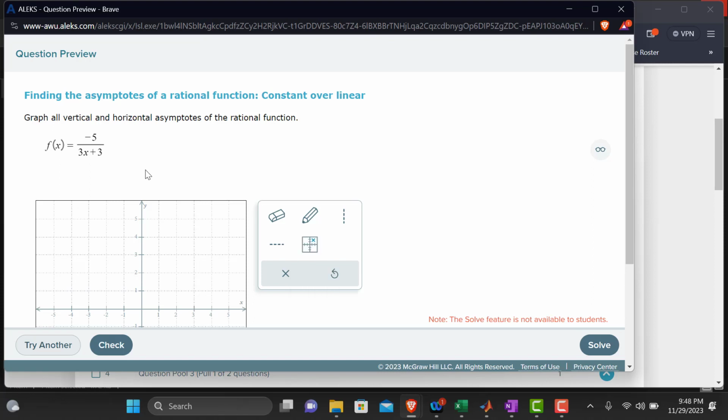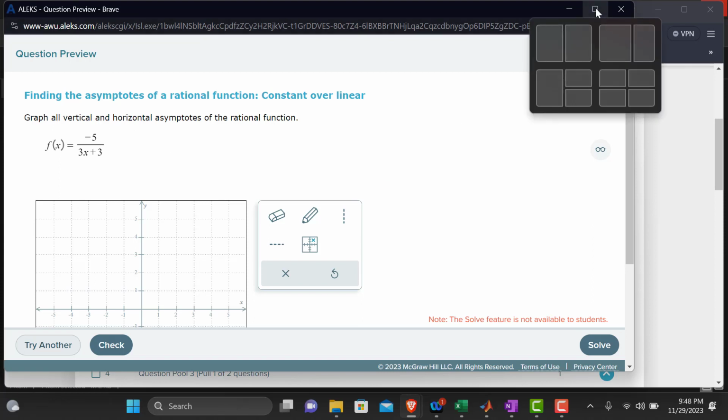What are we going to do? We're going to set this denominator, which is 3x plus 3, equal to 0, right? That's where we get our vertical asymptote. Okay, and we also need, of course, the horizontal one. Right, so we're looking for both the vertical and the horizontal asymptote. Okay, so remember this function. I'm going to jump over to the whiteboard here shortly.